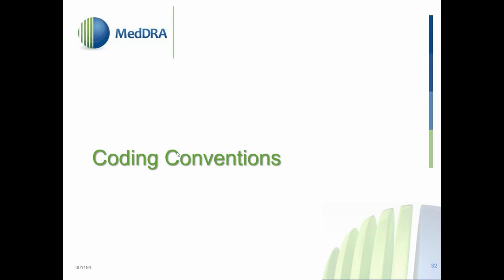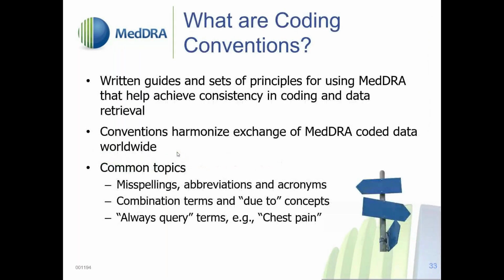Now let's start talking about coding conventions. So what are coding conventions? Generally speaking, coding conventions are written guidelines for coding with MedDRA in your organization. It is crucial to have them not only for your operational coding tasks, but also for inspection readiness, because inspectors ask for them, and you should have them available in writing to show that all medical coders in your organization are doing their job based on defined conventions.